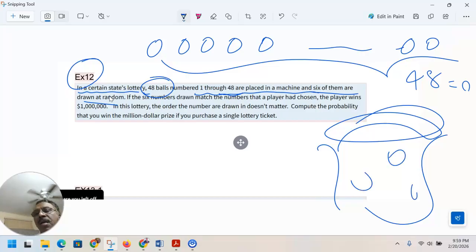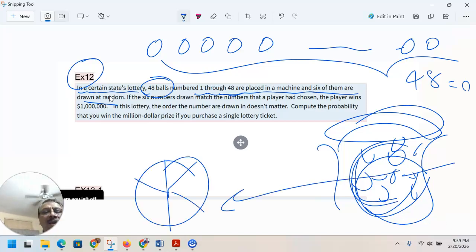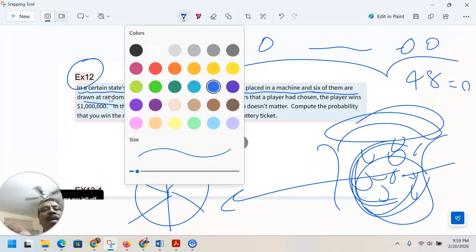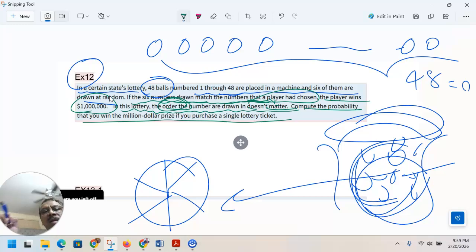There are 48 balls, each with a number, and they go round and round, and they pick 6 of these pieces. So one of them will be the winner. The question is, 6 numbers are drawn. If the 6 numbers drawn match the numbers the player had chosen, the player wins the 1 million. In this lottery, the order of the numbers drawn doesn't matter. Compute the probability you win the $1 million.